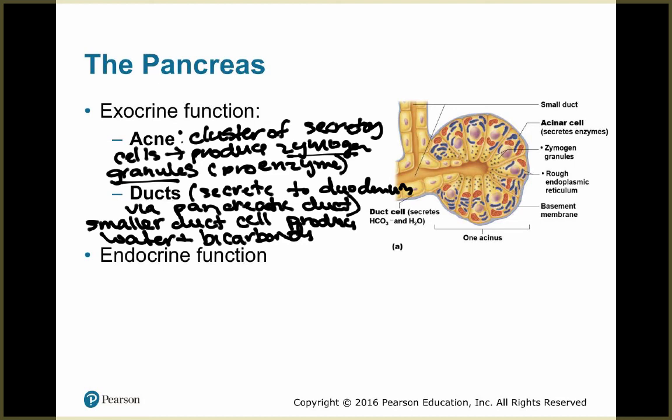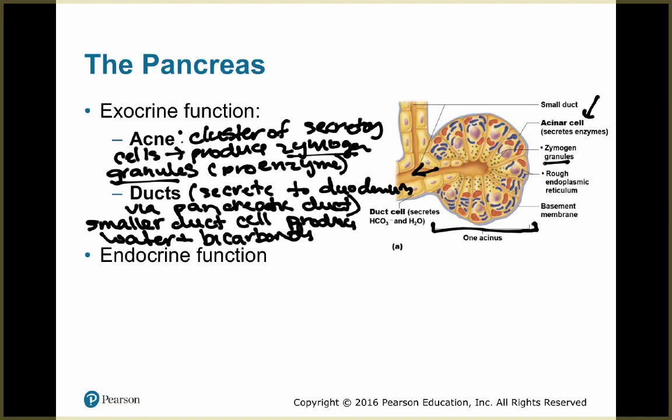So you can see the center cells that are there to help basically secrete enzymes, and you can see these zymogen granules that are in there that are basically the proenzymes before they're actually activated. And then you can see that that is incorporated in one of these acini, and then the small ducts go into here, and these are going to actually secrete to the duodenum via the pancreatic duct. So this is the exocrine function.